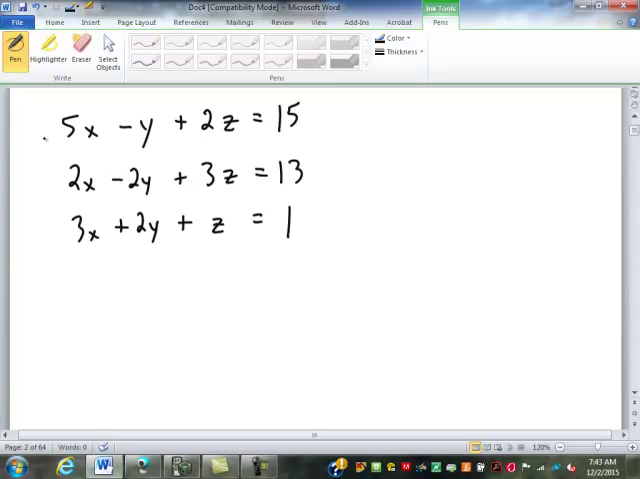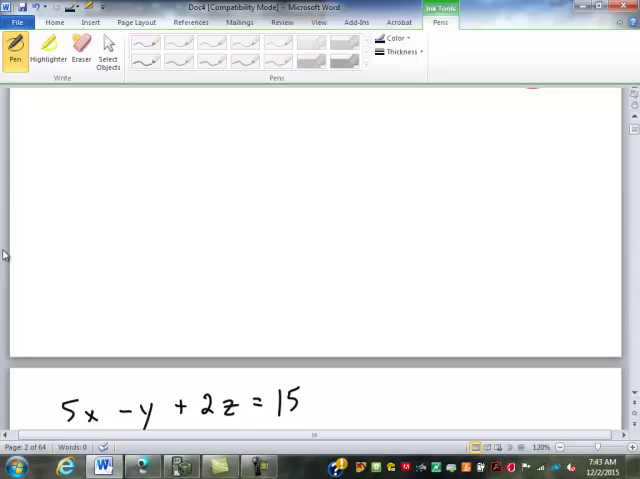There are 2 methods that we have available to us right now. One of those methods is the substitution. Now, graphing, we're going to just completely leave out. Graphing here would be ugly.